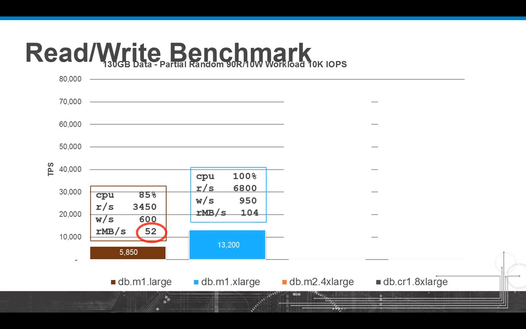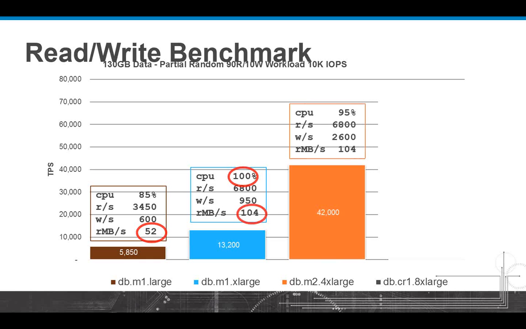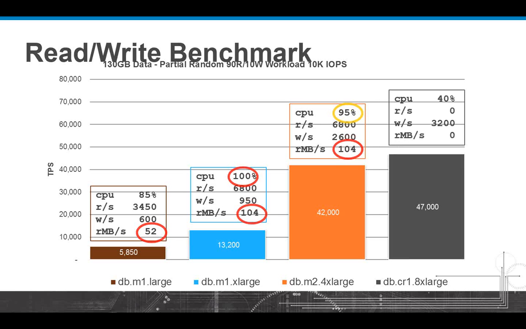With the M1 extra large instance, you're pushing the instance very hard, CPU maxed out at 100%, and we are able to get up to 100 plus megabytes per second. This is the peak for this instance in terms of bandwidth. And then the M24 extra large instance has a lot more CPU available, but in terms of bandwidth, it has a similar cap of about 100 megabytes per second. So this kind of dictates the amount of read IOPS that you're able to get.